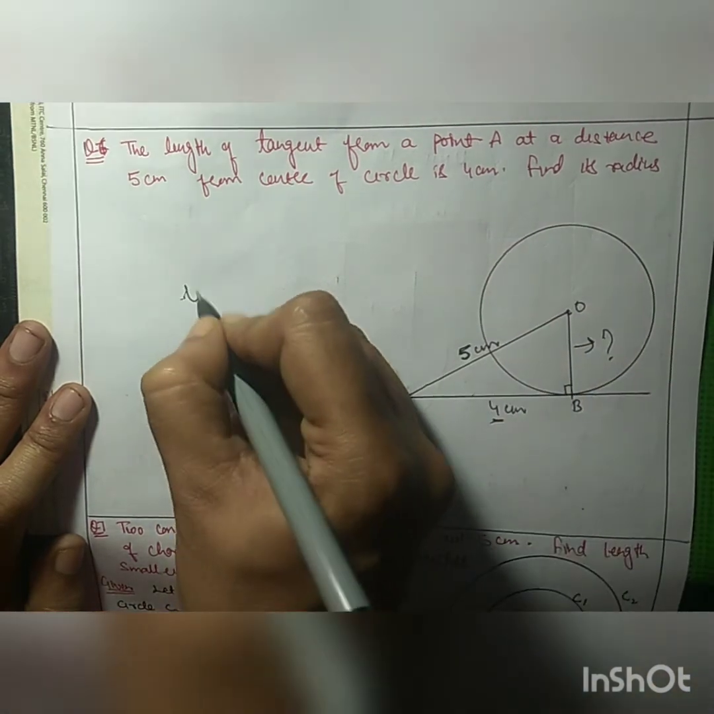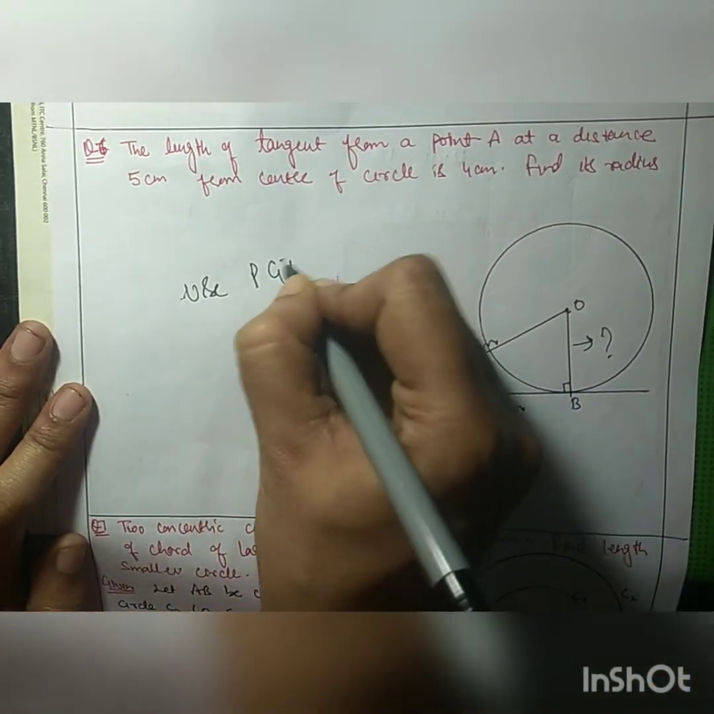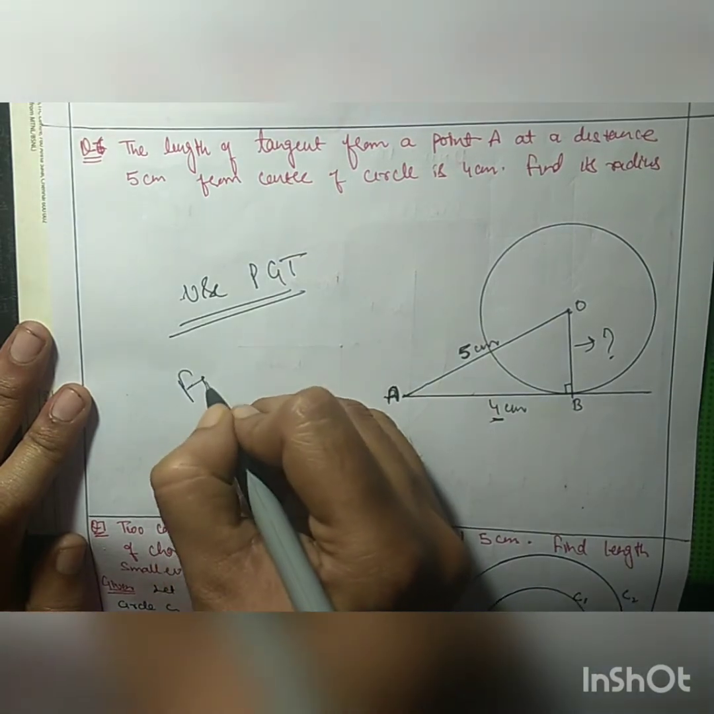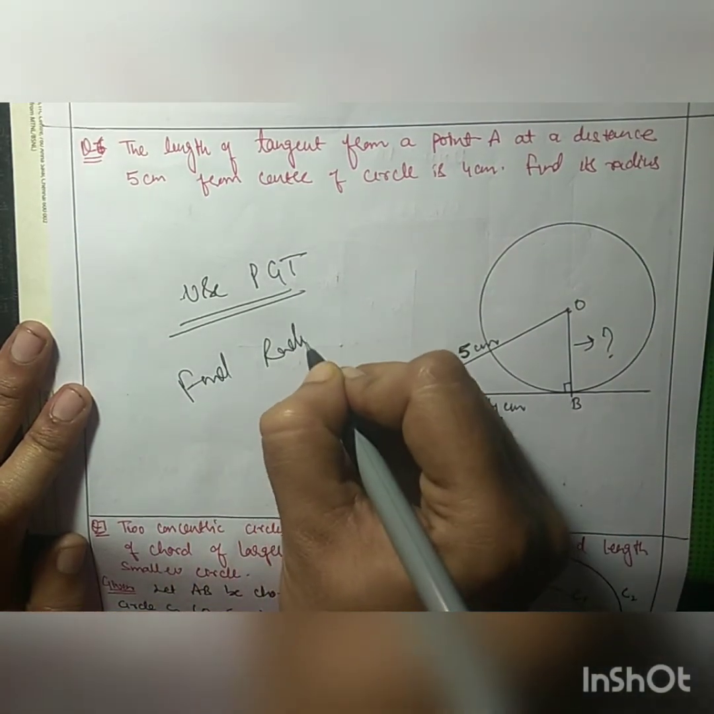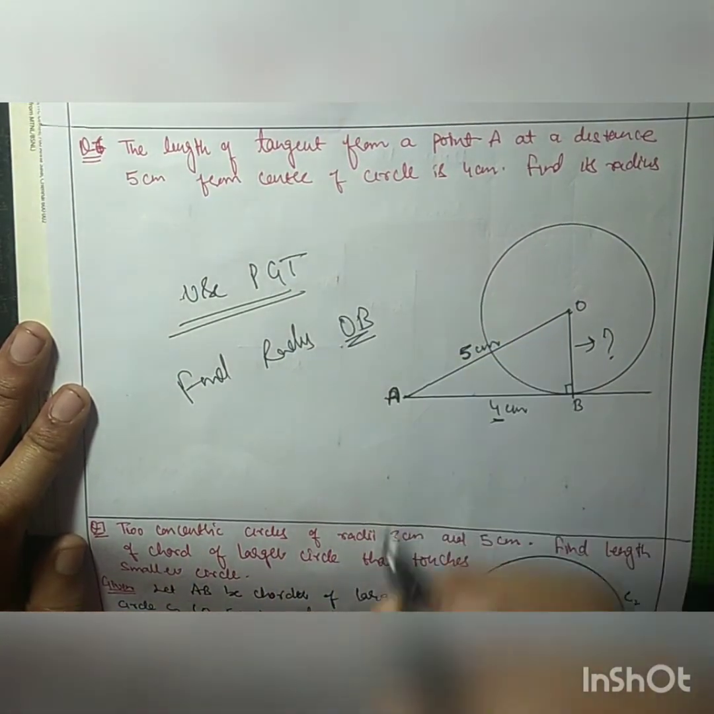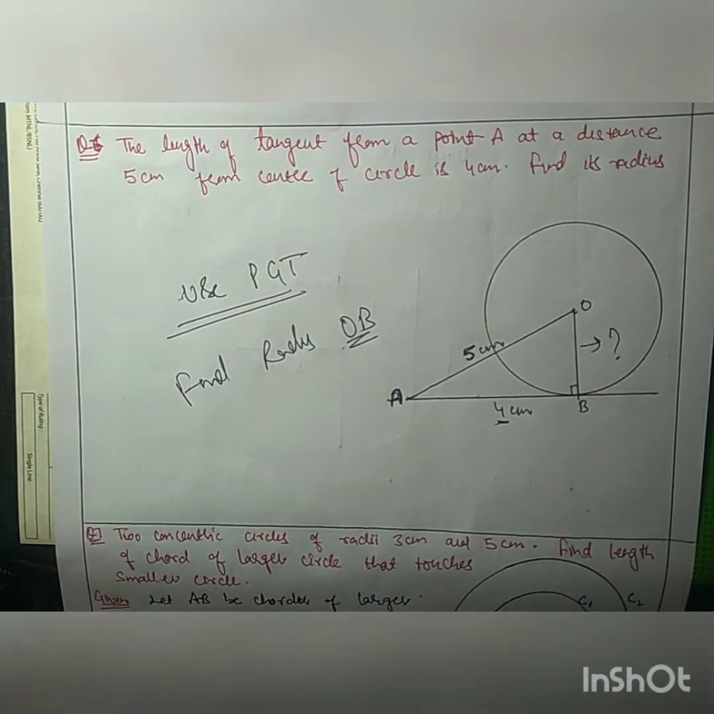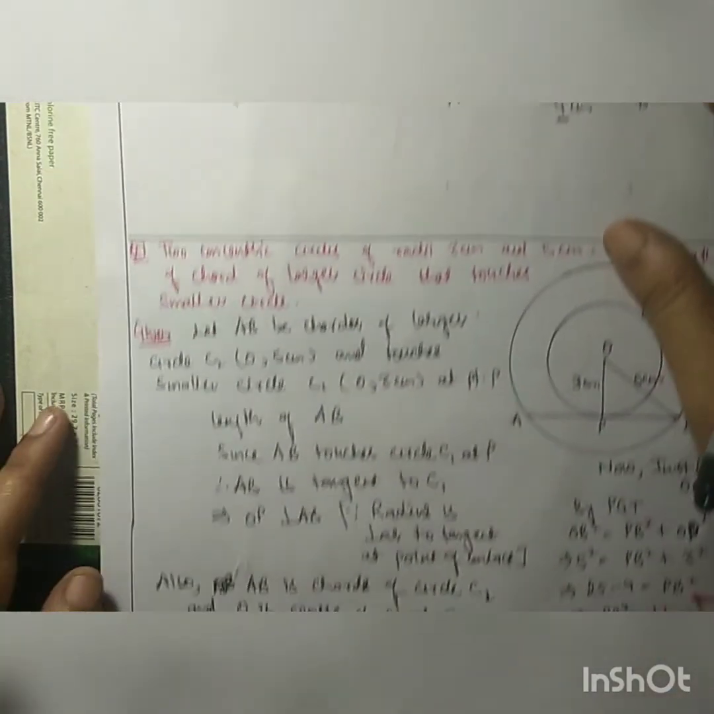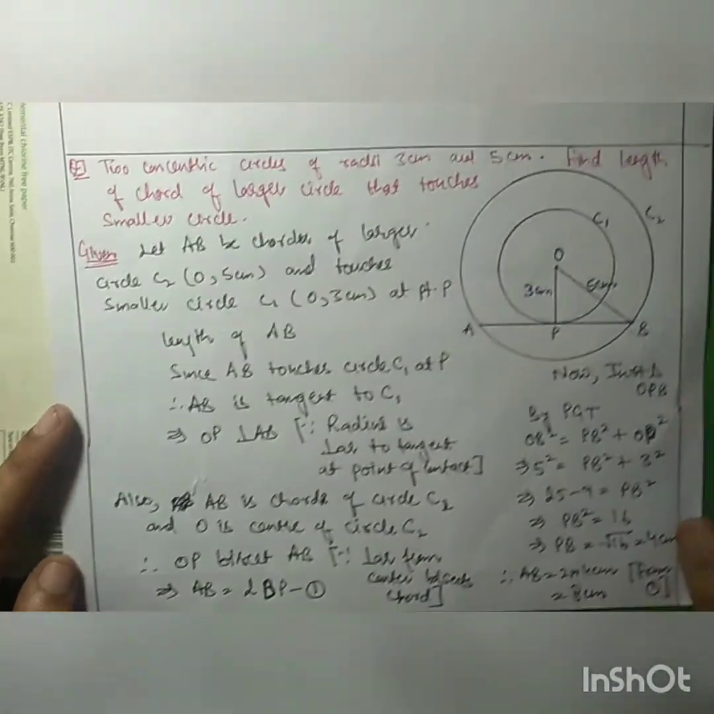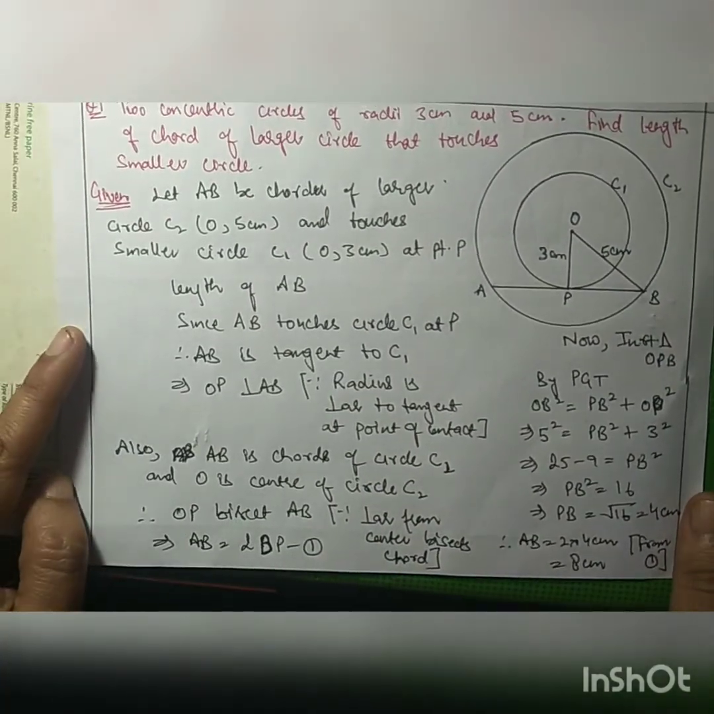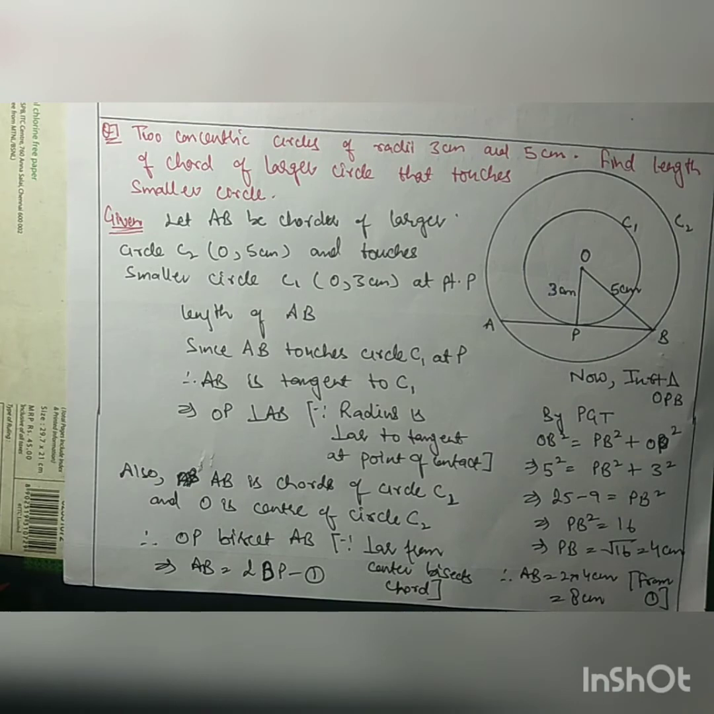So once again, use Pythagoras theorem and find the radius OP. Okay, this is what you have to do by yourselves. Now let's come to question number 7. Once again this is the same question based on the same technique, so we have done it already for you.